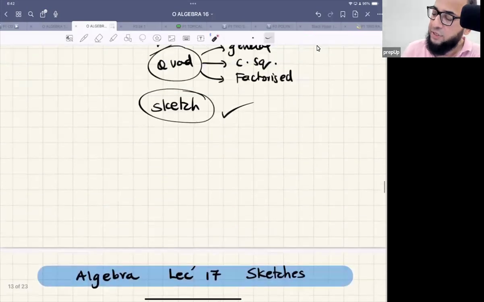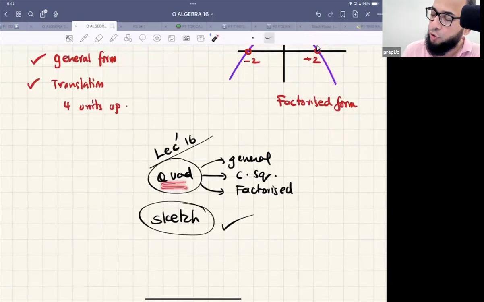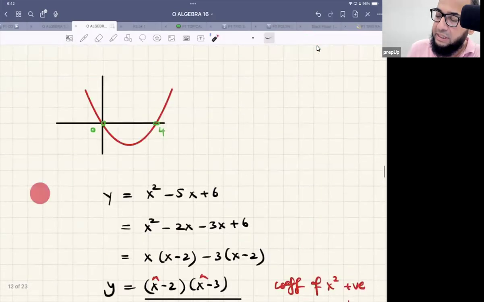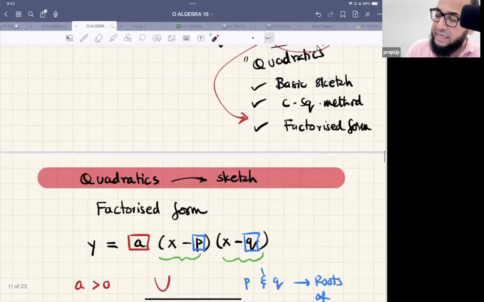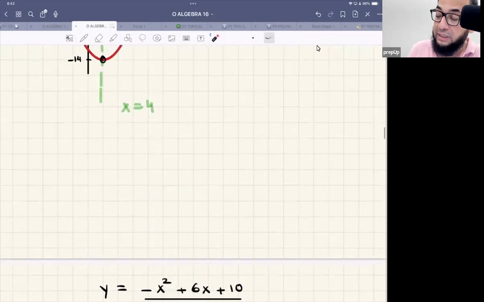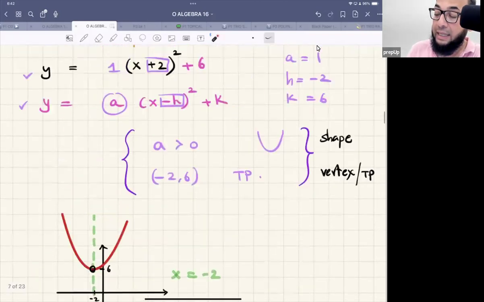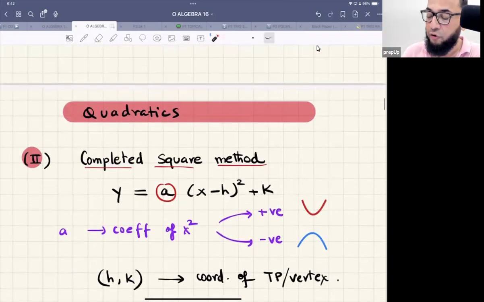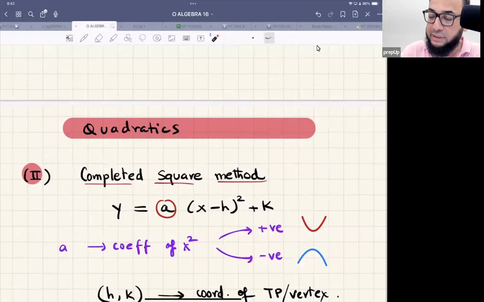Last time we talked about quadratics: the general form, the completed square form, and the factorized form. This is just a glimpse of what we did last time. Something about symmetry, symmetry about the turning point, line symmetry, and the conversion from the general form to the completed square form, and vice versa.